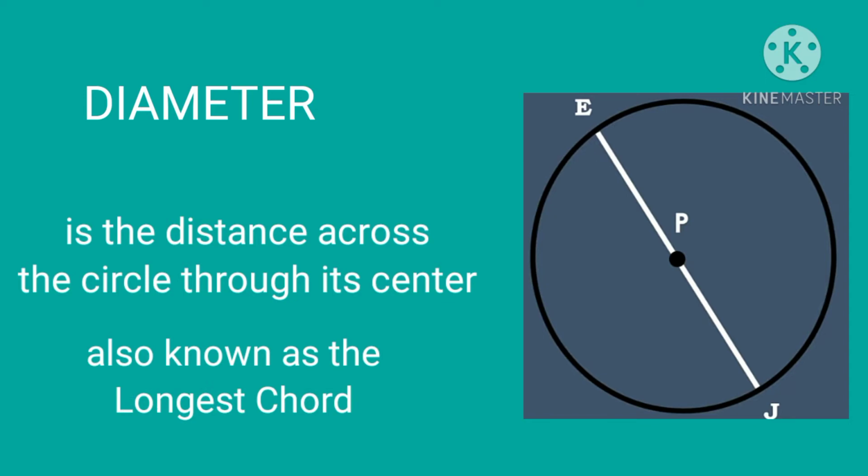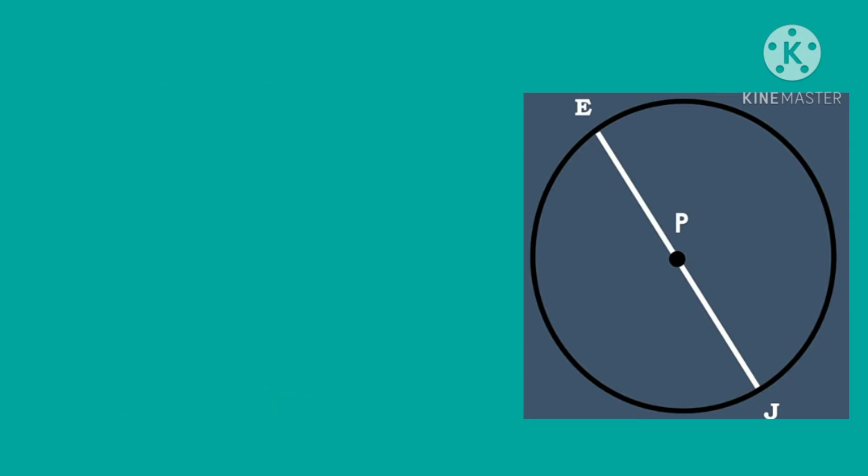Let's now go to the next part, which is the diameter. Diameter is the distance across the circle through its center, and it is also known as the longest chord. Segment EJ or segment JE is a diameter because it passes through the center, or point P.